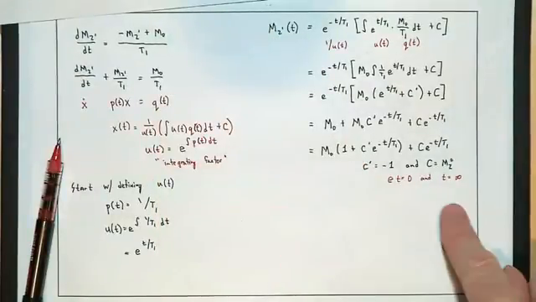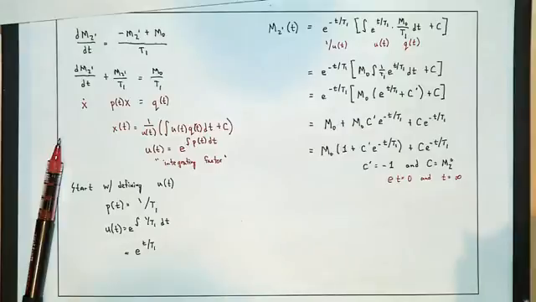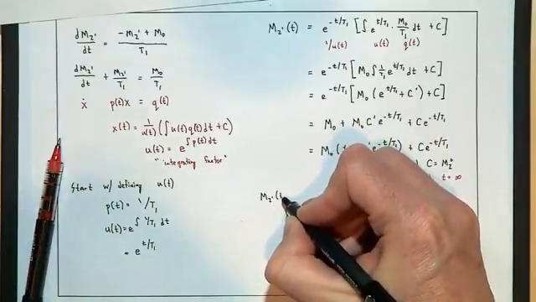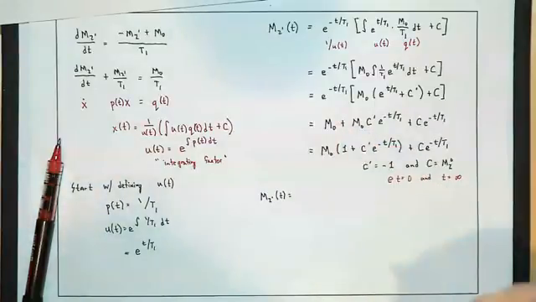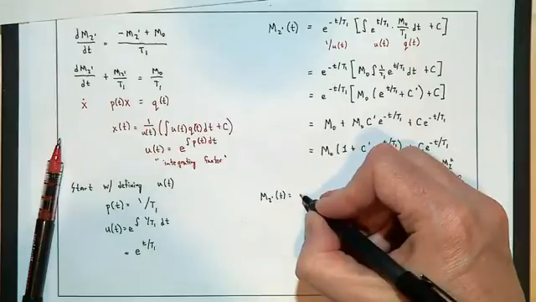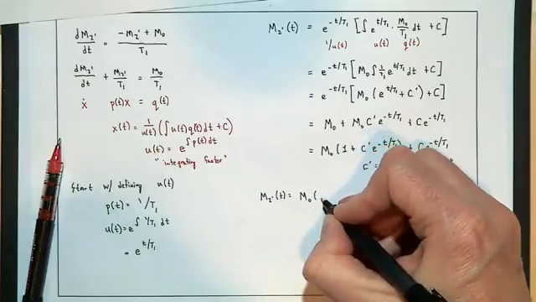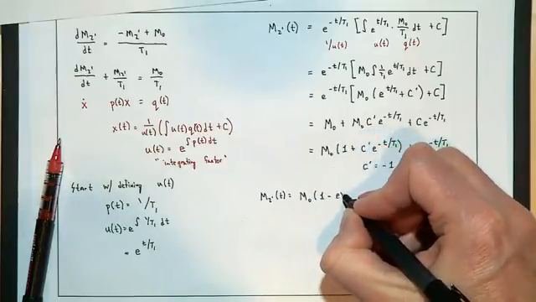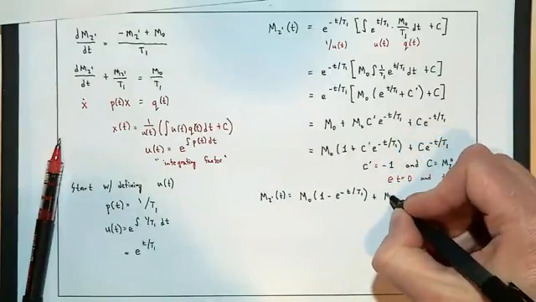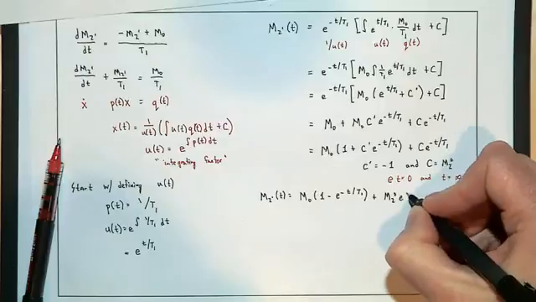So this is nice. We actually got all the way through to a final form of the solution for our MZ prime magnetization. And it just works out to be MZ prime of T is M0 times 1 minus e to the minus T over T1, plus MZ0 e to the minus T over T1.